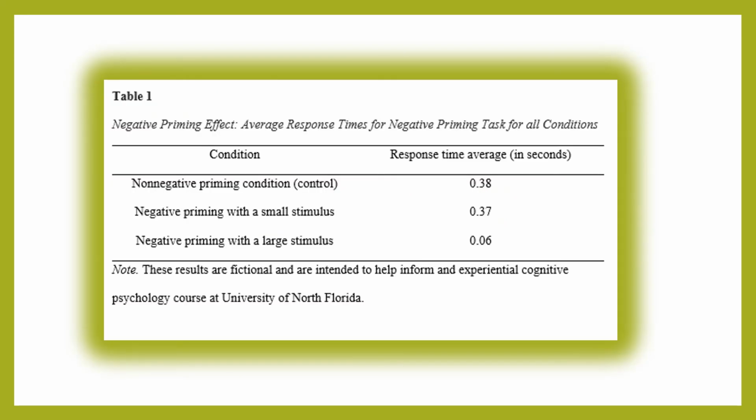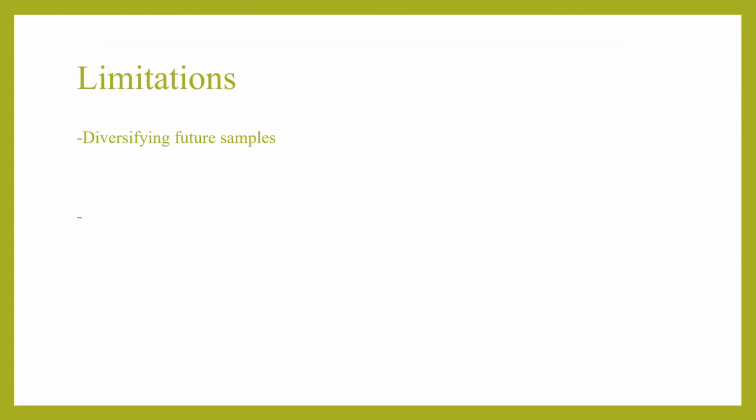As you can see from my predicted results, participants' responses in the negative priming with a large stimulus condition would be the fastest compared to the negative priming with a small stimulus condition and the non-negative priming condition. In future studies, researchers should work to diversify their samples through recruiting participants not just from academic institutions. Researchers should also assess differences across cultures, genders, and races with the negative priming effect.